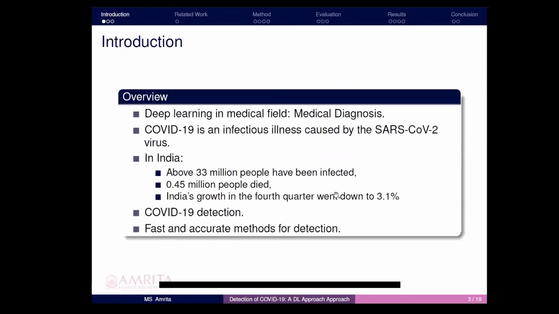Introduction. In the current COVID-19 pandemic situation, there is an urgent need to properly diagnose whether people are infected by COVID-19 or not. In India, about 33 million people have been infected by COVID-19 and about 0.45 million people died. The Indian economy was affected badly by the pandemic. India's growth in the fourth quarter went down to 3.1%. Fast and accurate methods should be there to improve the efficiency of the healthcare system so that the infected people can be given priority treatment.